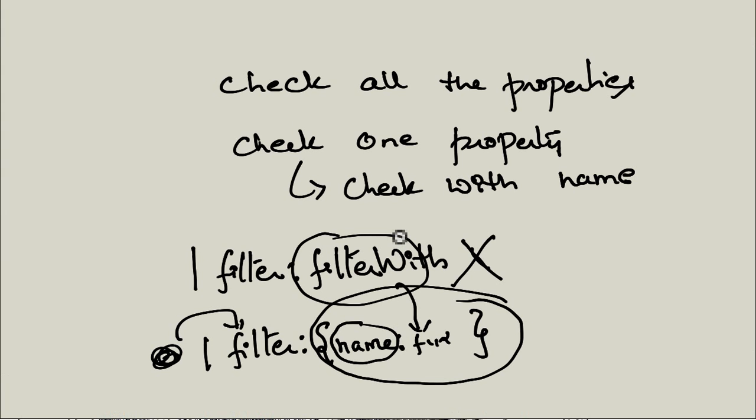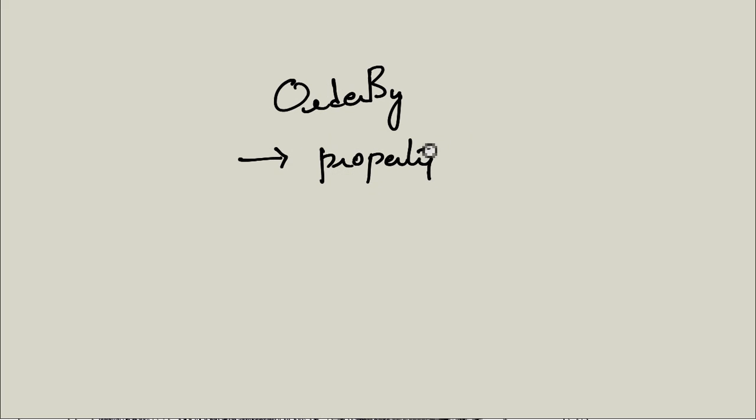So next we have a filter called order by. What does this order by do? It will sort an array based on a property. So for an array of objects, we can say order by of some property in that object.